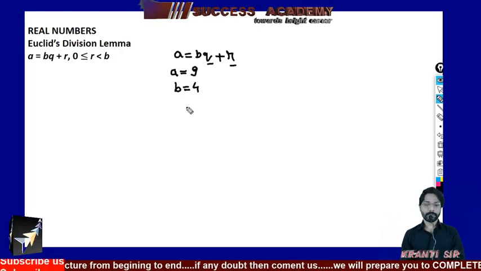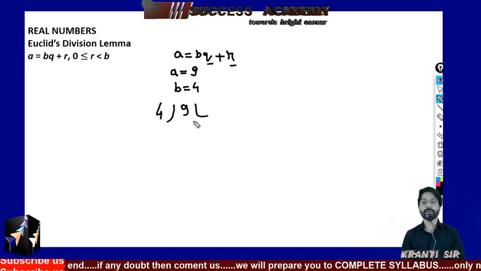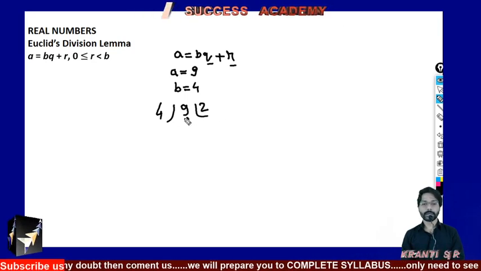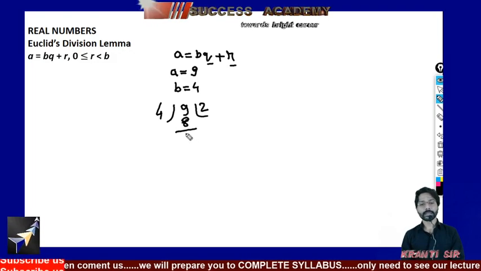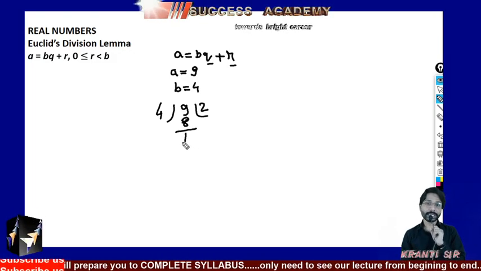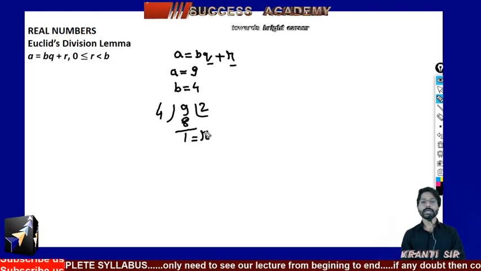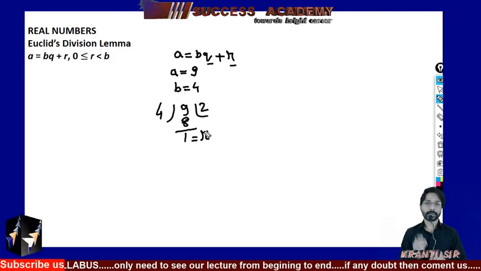Now divide 9 by 4. What are you getting? 4 twos are 8. So 9 minus 8 is 1. What are you getting? 1. So what is 1 here? 1 is the remainder. So let us denote it as r.